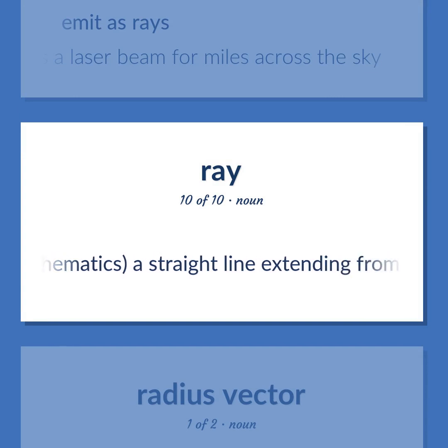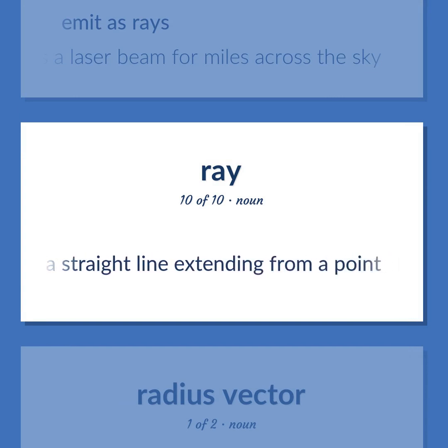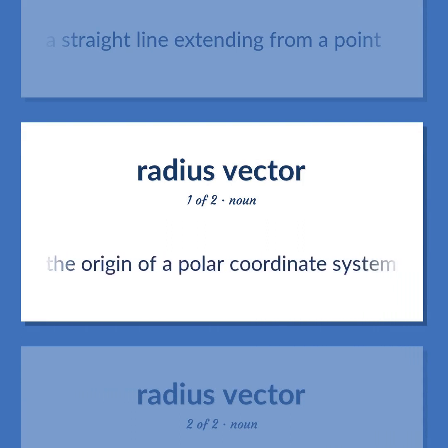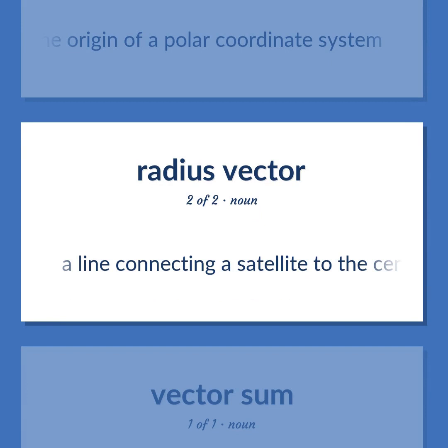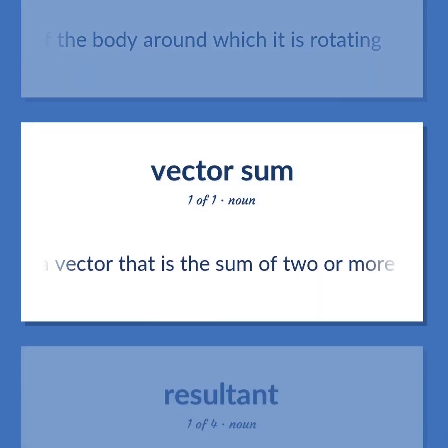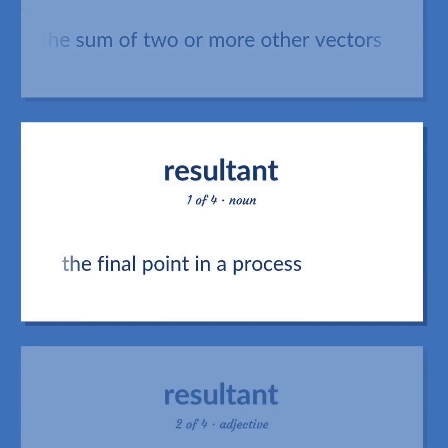Mathematics. A straight line extending from a point. A line connecting a point in space to the origin of a polar coordinate system. A line connecting a satellite to the center of the body around which it is rotating. A vector that is the sum of two or more other vectors. The final point in a process.